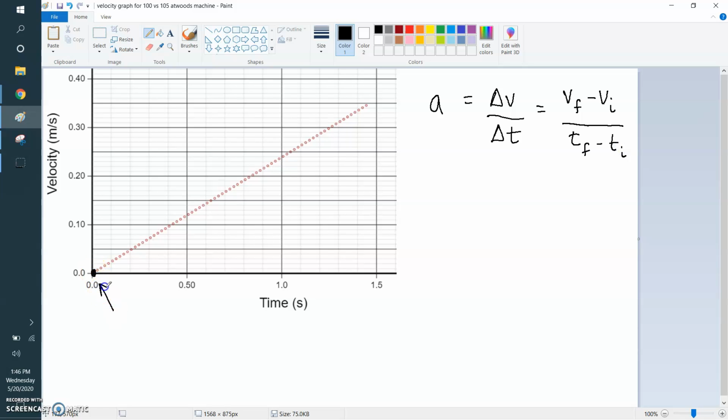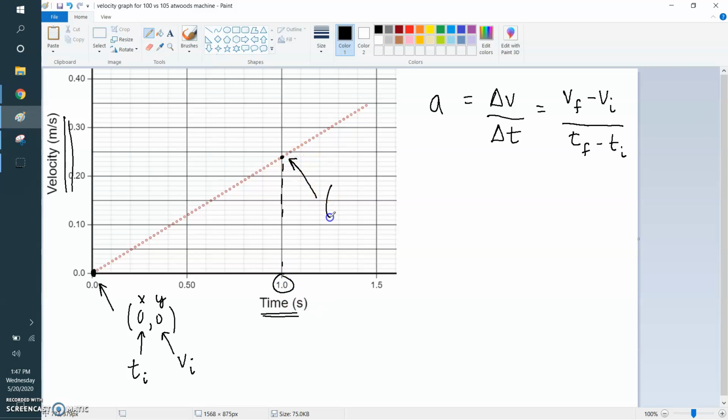So I'm going to use this point, which is 0, 0, right? So the first 0 is x and the second is y. So x is time. So this value is t initial, and this value on the y-axis is velocity, so that's v initial. All right, then I'm going to choose another point, and it doesn't really matter which point you use because it's a straight line. I'm going to use this one right here because that's where it crosses the graph. I'm going to go straight down, and I get 1 second.